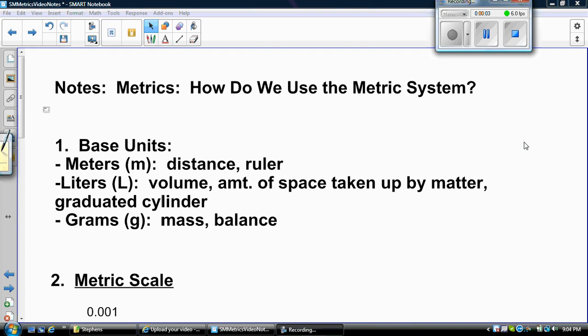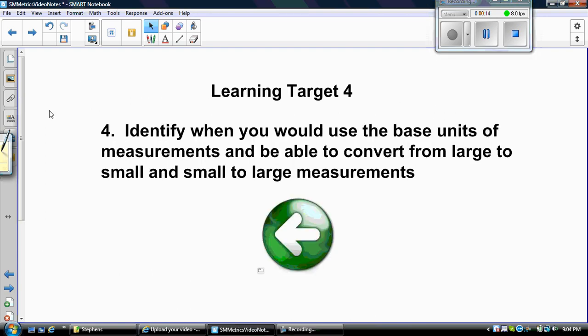Okay, now we're going to review our metric system because our metric system is what we use to conduct our science experiments. So our essential question for today is, how do we use the metric system? This goes with learning target 4, identifying when you would use the base units of measurements and be able to convert from large to small and small to large measurements.